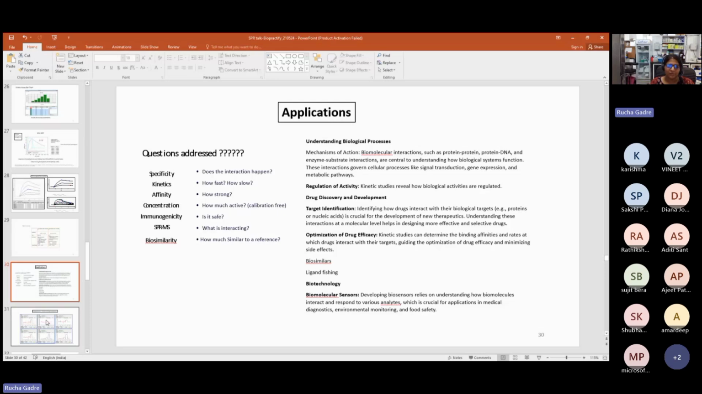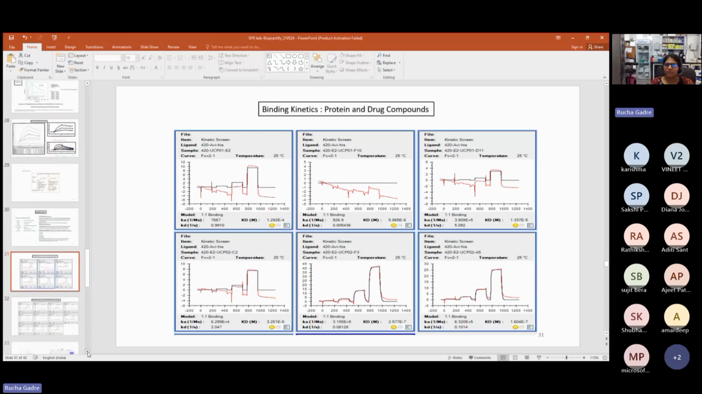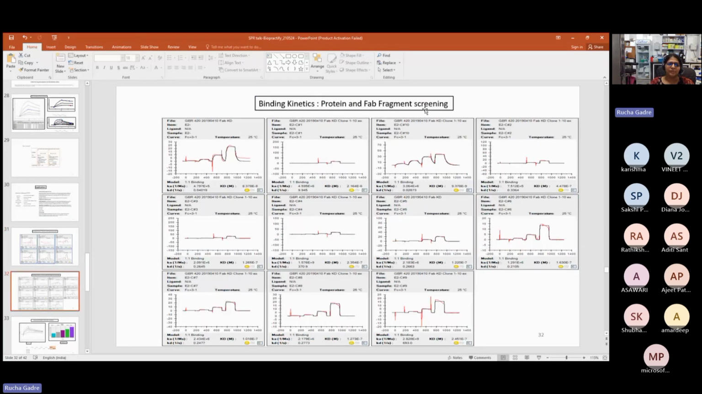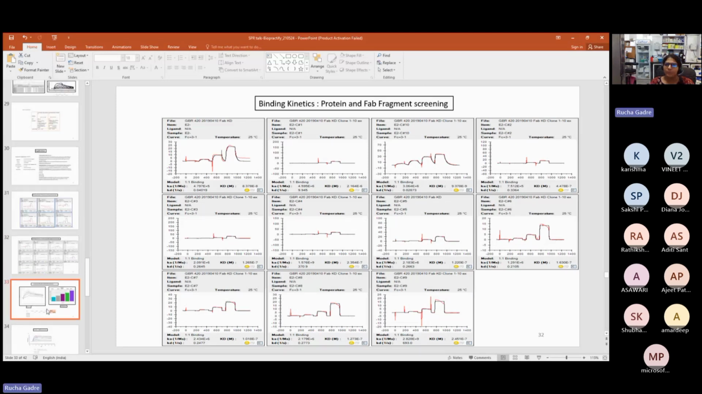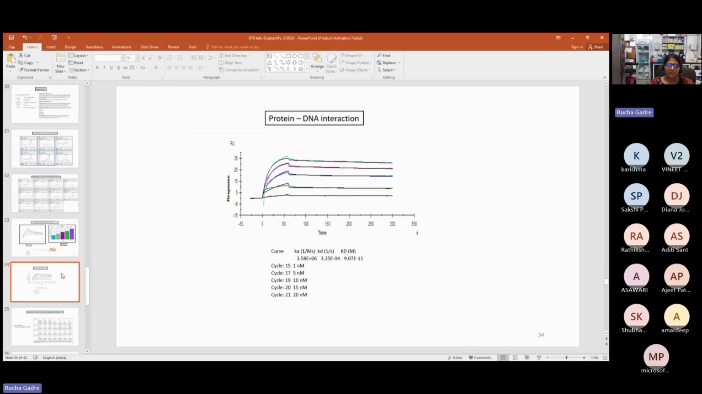I'll give you a few examples of what we have done in our facility. This is a protein and drug compound. These are active drug compounds, and the protein was immobilized and compounds were flown, and we got the information about the KD, k on, and k off. Now the protein and the Fab fragments. We have done the screening, and then a liposome and protein interaction, in which a liposome was immobilized on an HPA chip and protein was flown on, and we got the concentration dependent binding, and the KD. DNA and the protein: the protein was immobilized and DNA was flown.